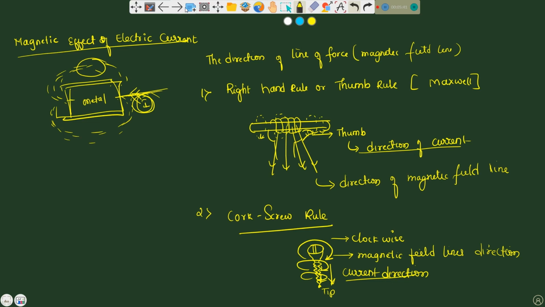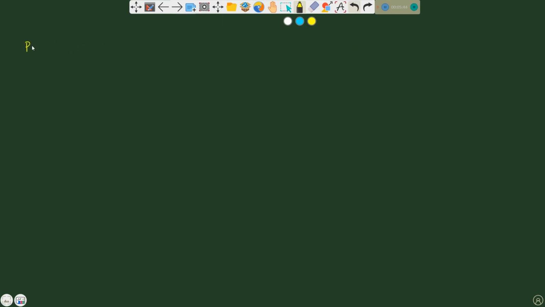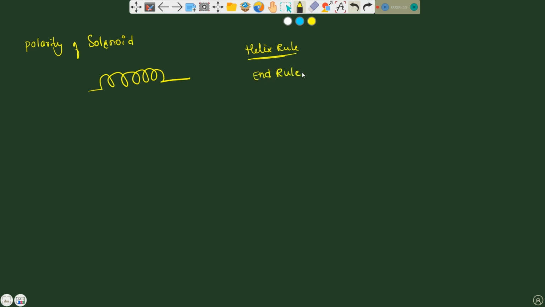Now let's talk about the polarity of a solenoid. What is this polarity of solenoid? You will be having a solenoid. The polarity of the magnetic field produced by a solenoid can be determined by the following rules. What are the two rules? One is the helix rule and the other is the end rule. So what will this helix rule say?